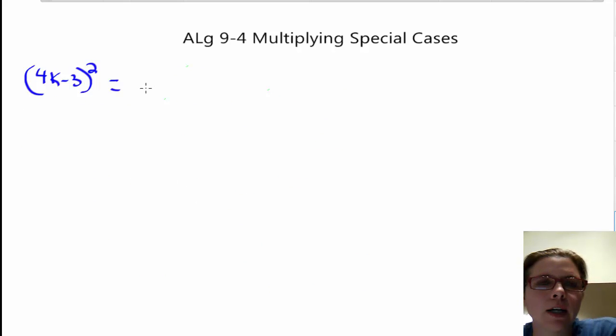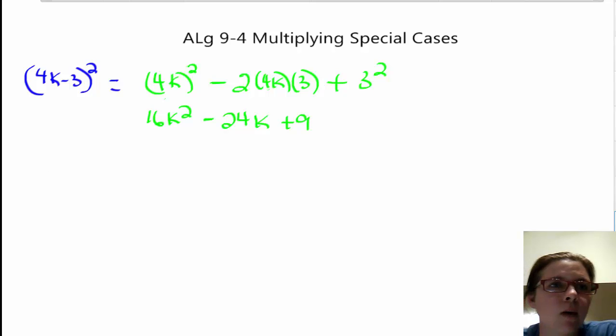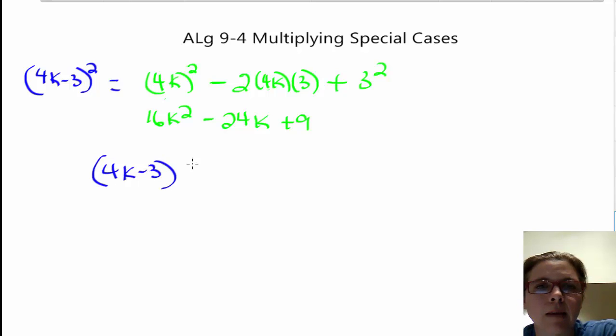Okay, so on here you can again do it either way. I'll do FOIL here in a minute, but if we use our new rules, it's going to be a squared minus, since this is a minus, 2ab plus b squared. So then this becomes 16k squared minus 24k plus 9.